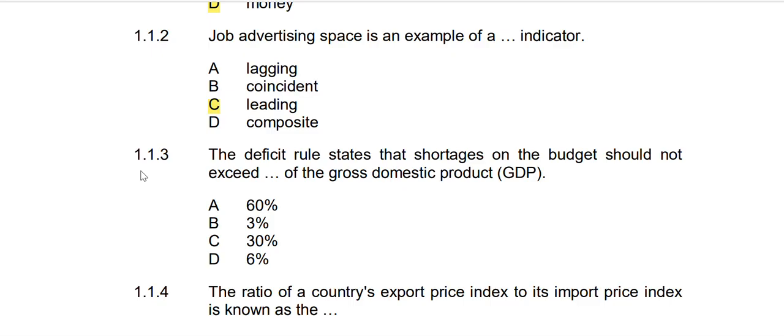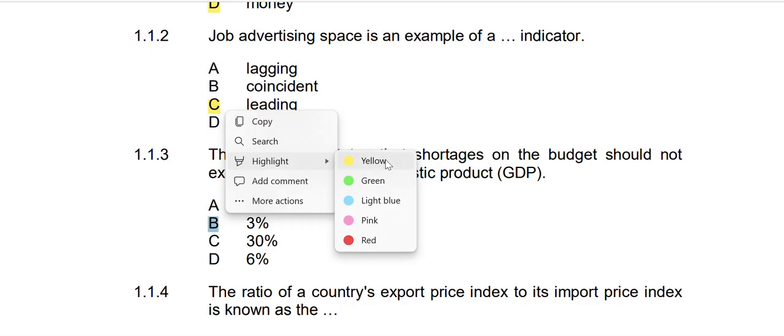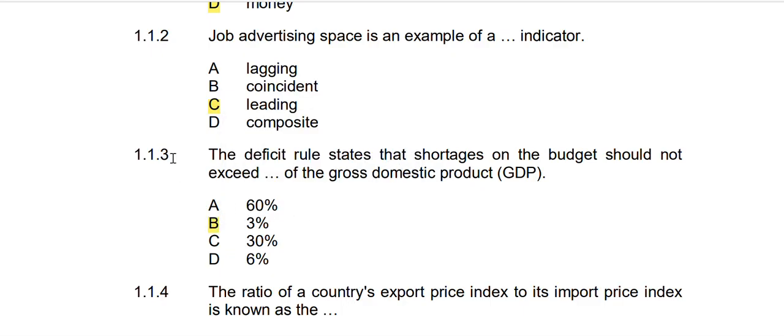We are now on 1.1.3. The deficit rule states that shortages on the budget should not exceed of the gross domestic product or GDP. So the deficit rule states the shortage of the budget should not exceed of the gross domestic product. And then we have 60%, 3%, 30%, and 6%. And the correct answer in this case is B. And B is 3%. Again, you say 1.1.3 and you say B.